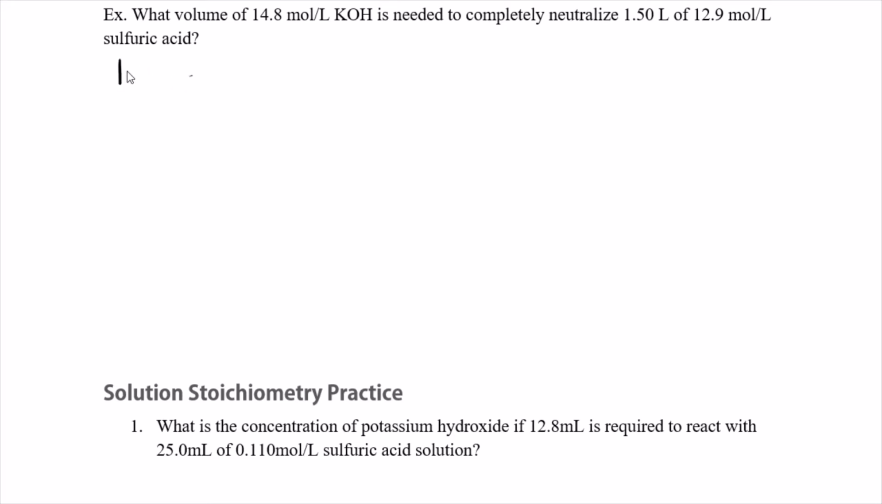Let's start with that. I have potassium hydroxide is my one reactant. It's reacting with sulfuric acid, H2SO4, aqueous. And a neutralization is just a single replacement. So the potassium and the hydrogen here are going to trade places. The hydrogen ends up with the hydroxide to form water. The potassium ends up with the sulfate to form potassium sulfate.